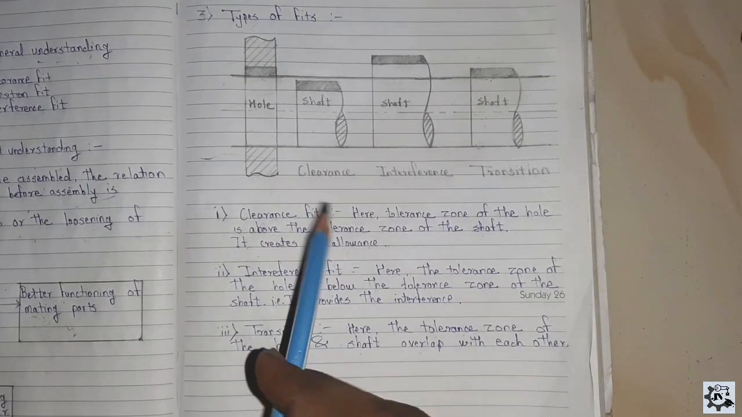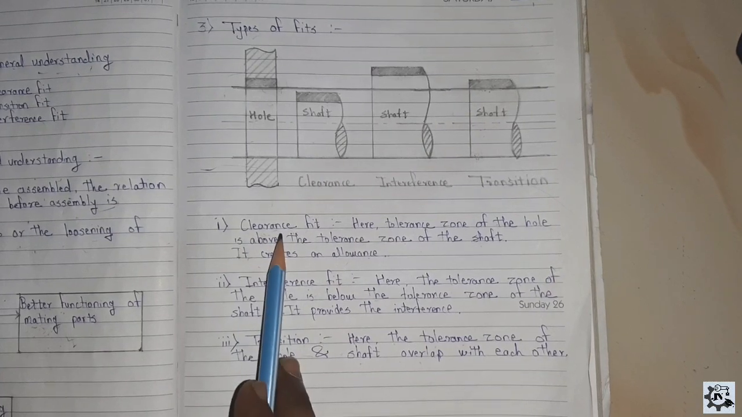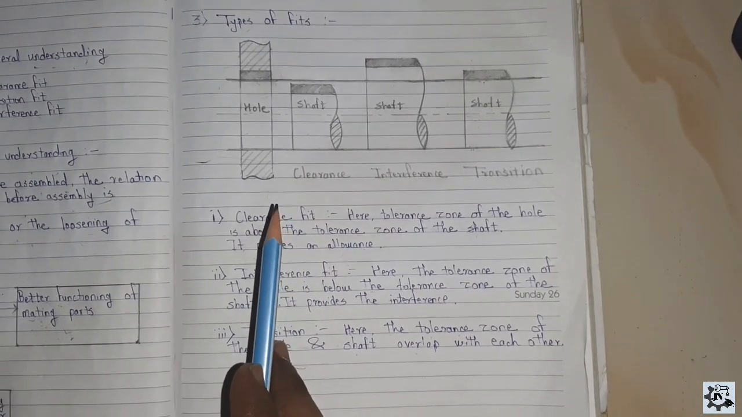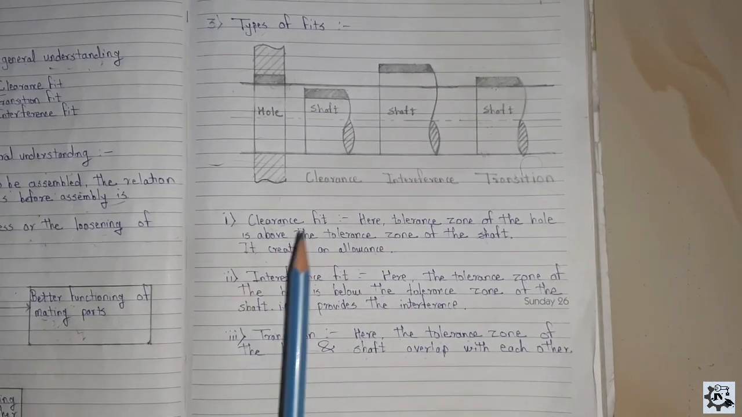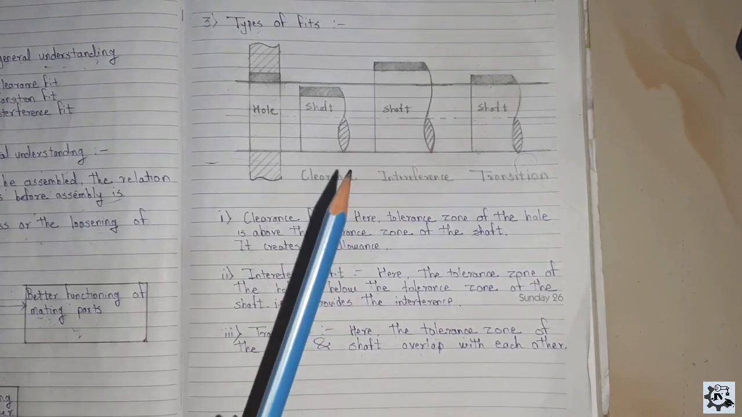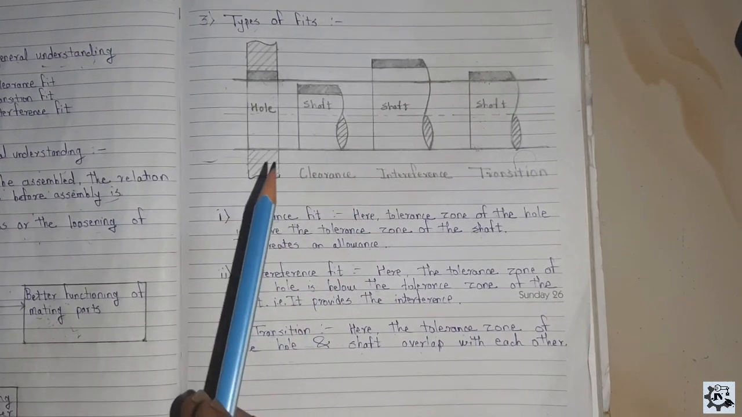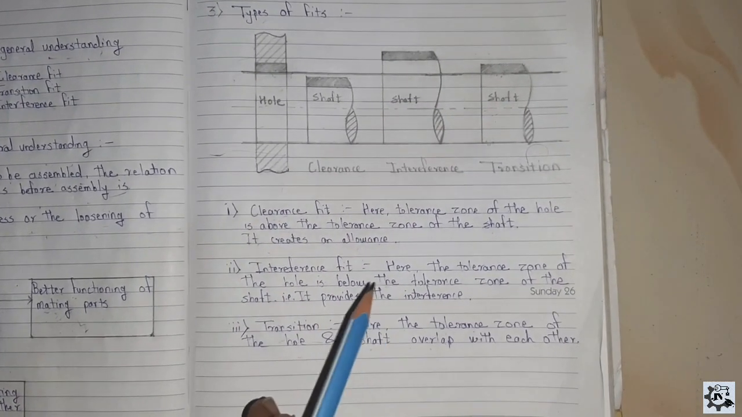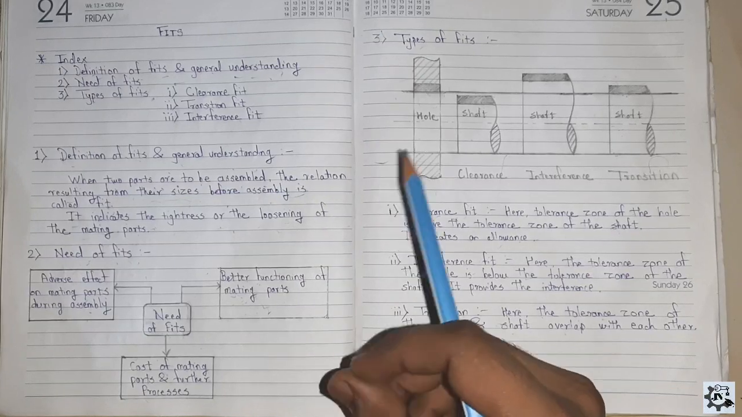So let's have a look at an example of each of these fits. First, clearance fit. The example is the hinges of a door. You can see the sufficient clearance in those hinges. Second is interference fit. The example is a footstep bearing used in industries. It's a type of press fit bearing. Third is transition fit. The example is dowel pins used for mating of two parts. So this is all about the fit concept.